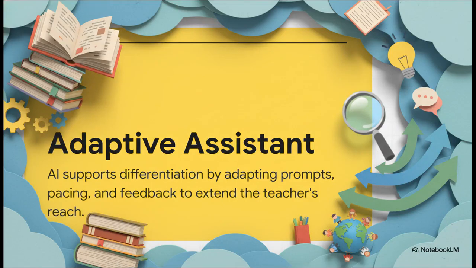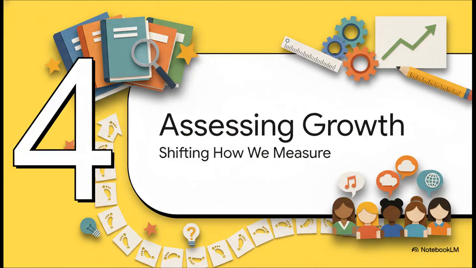And in today's world, we've got some pretty amazing tools to help us out. Think of AI not as some scary replacement, but as your own adaptive assistant. It can help personalize prompts, adjust the pacing for different students, and give instant feedback, basically extending your reach as a teacher. So, it makes sense, right? If we're going to change how we teach, well, we absolutely have to change how we measure success. And that means a pretty big shift in how we think about assessment.